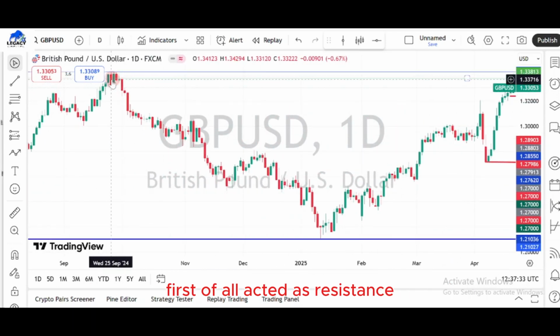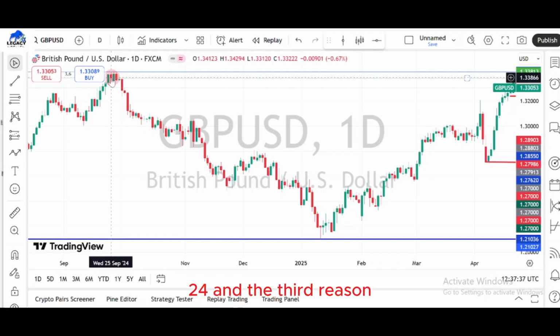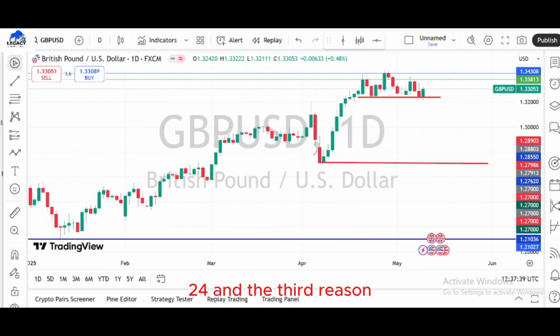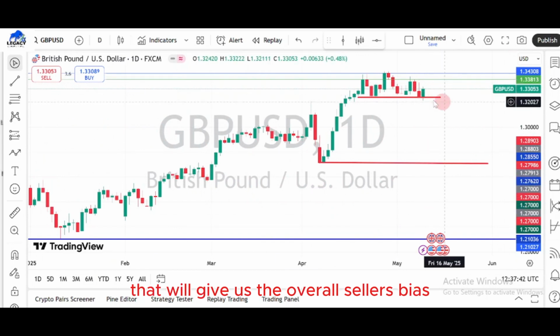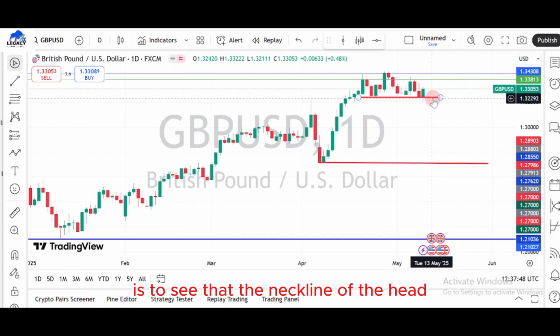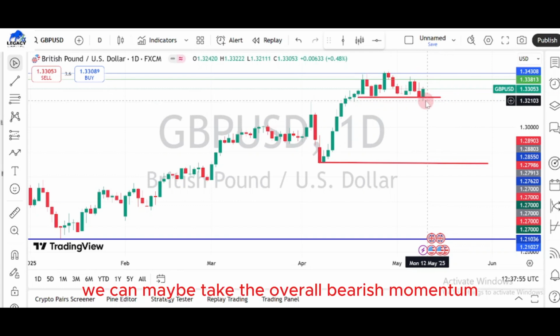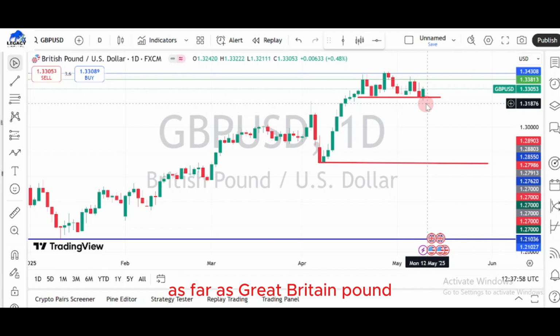Second, that head and shoulders is created at a zone that had first of all acted as resistance sometime around September 2024. And the third reason, which will give us the confirmation of the overall seller's bias, is to see that the neckline of the head and shoulders is broken. So that's what we are setting out for, to see that we can take the overall bearish momentum as far as Great Britain pound United States dollar is concerned on the daily time frame.